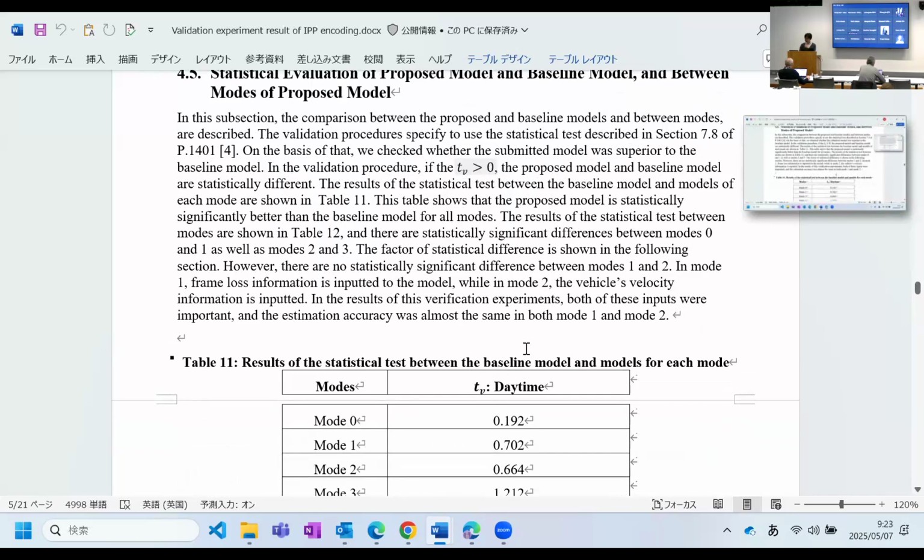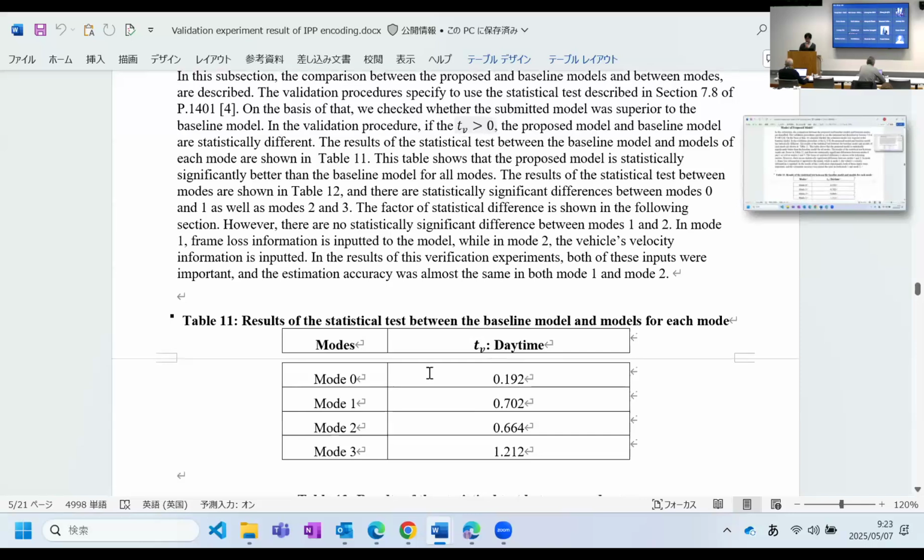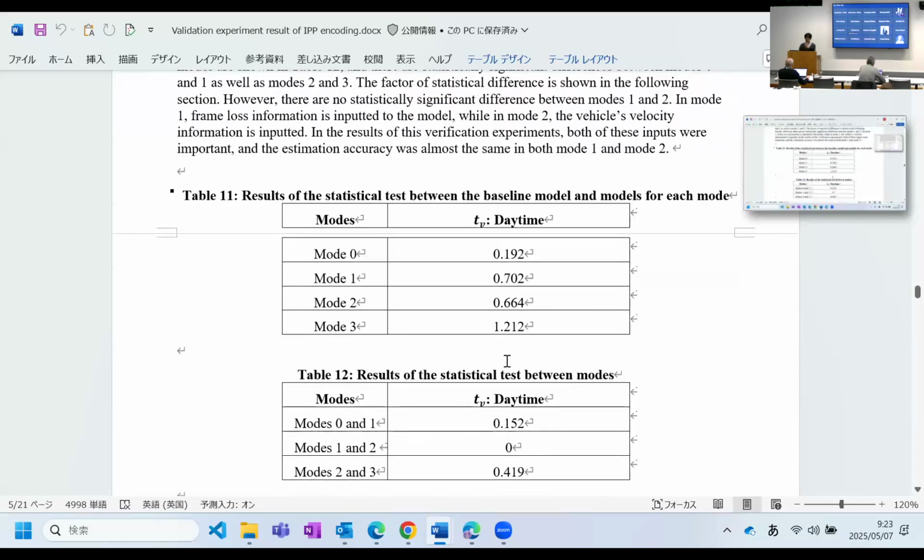The statistical test in table 11 shows that the proposed model is statistically better than the baseline model for all modes, mode 0 to mode 3. And we also show the results of the statistical test between modes, as shown in table 12. The result of this test shows that there are statistical differences between modes 0 and 2, and also between modes 2 and 3. However, there are no statistically significant differences between modes 1 and 2.